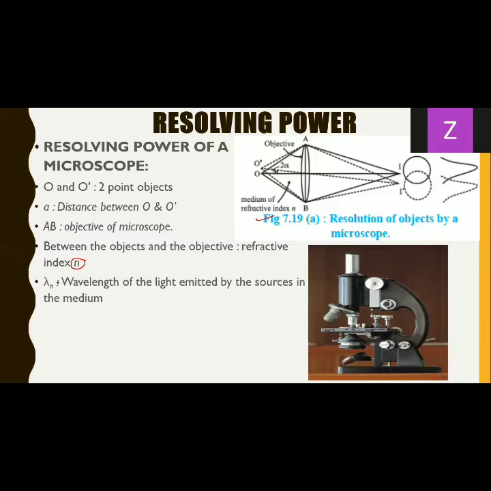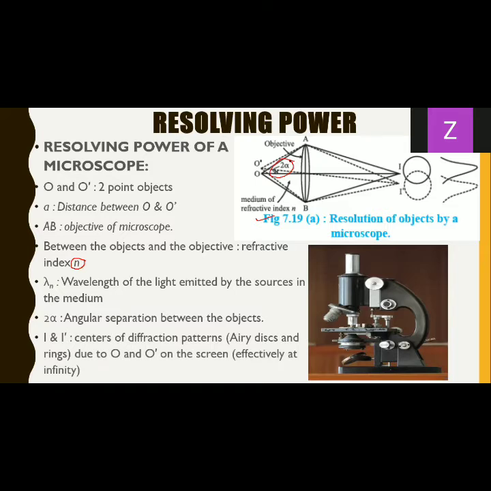What another thing we need to consider in this case? The angular separation between the objects. Angular separation, not the linear separation. The angular separation between them is 2 alpha, which is given over here. The separation between them on an angular level, and as a result we get the diffraction pattern in the form of I and I dash.